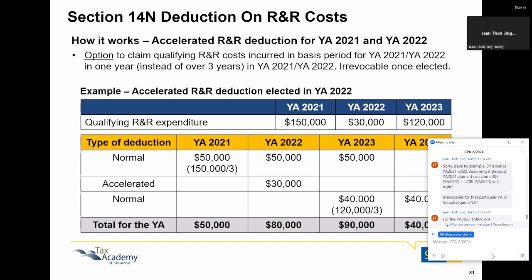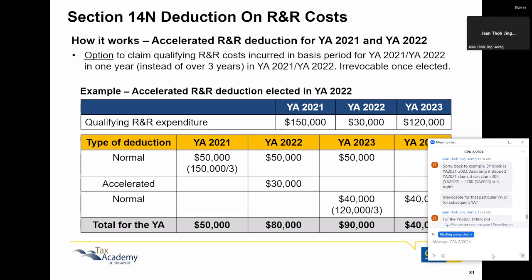Yeah, but then you cannot send a revised computation to say that, oh, I forgot to claim YA 2021, I now want to claim. Then you will affect your YA 2022 and 2023. So when YA 2021 is not claimed, then it cannot be claimed.